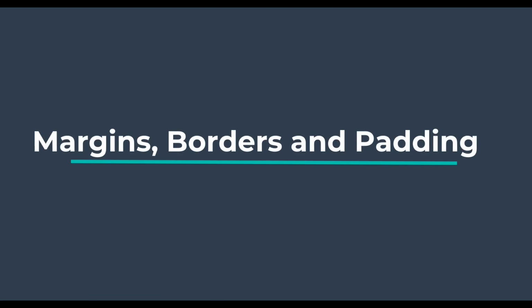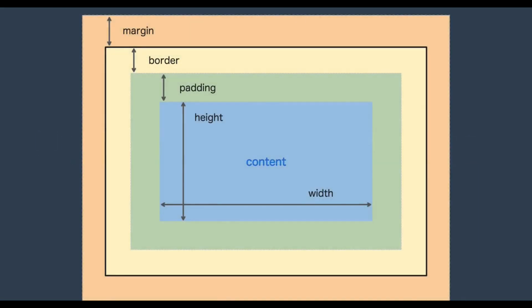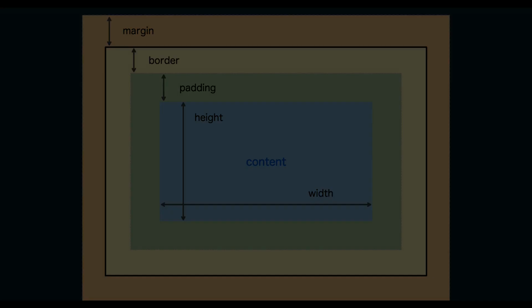To explain them easily, let's look at an image. The content is what we give inside the tag. As you can see, the padding encapsulates the content. The border encapsulates the padding. The margin encapsulates everything. Let's see an example for this.